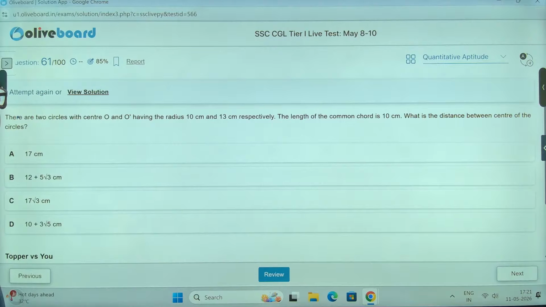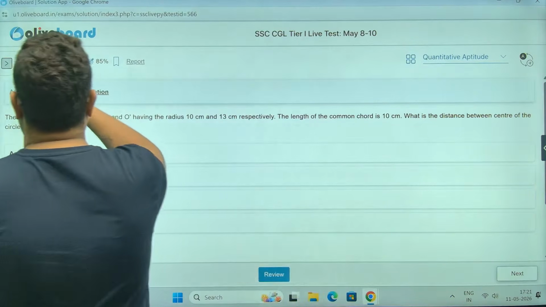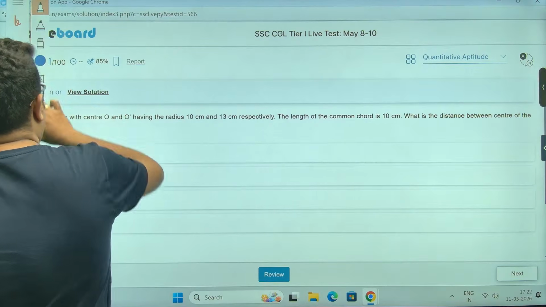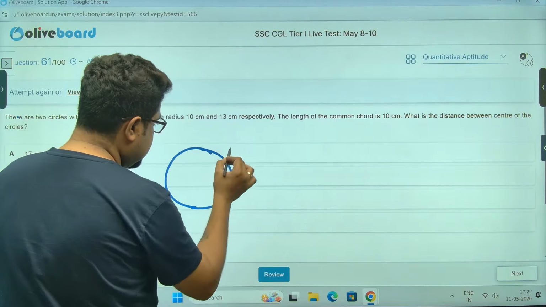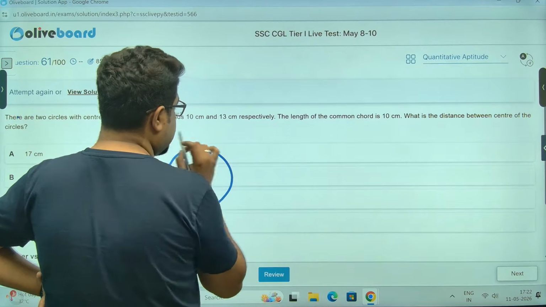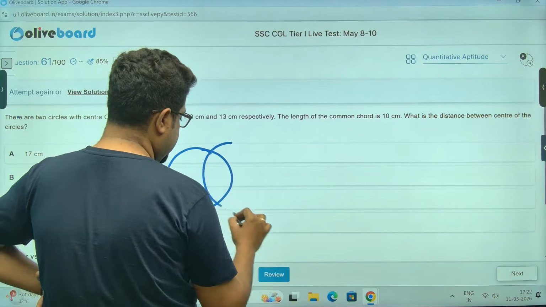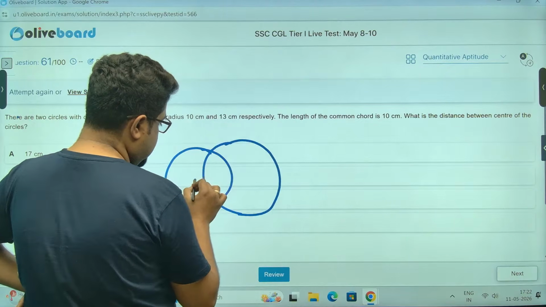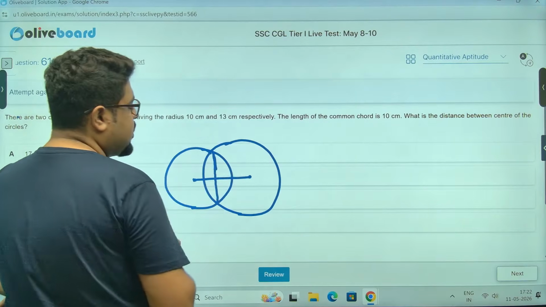There are two circles with centers O and O prime having the radius 10 and 13. Length of common chord is given, distance between the centers is asked. Right? Okay, let's see, sir. Two circles, common chord is 10. This is the common chord, sir. Right?